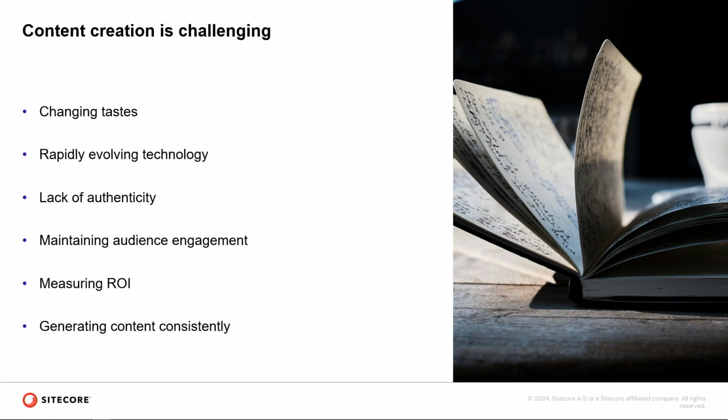Thinking about the rapidly evolving technological platforms that enable not only content creation, but content optimization, making sure that those are folded in at the right time. And none of that takes into account the moment that your boss is going to look at you and say, "Yeah, but how do we know that it's working?"